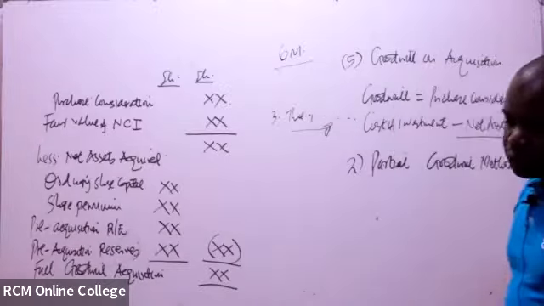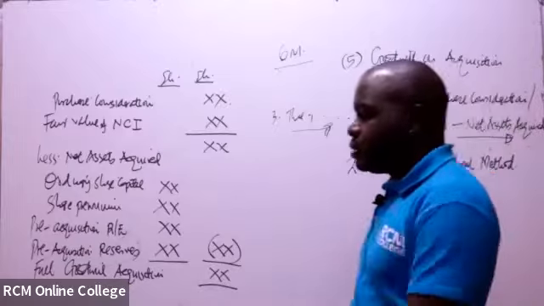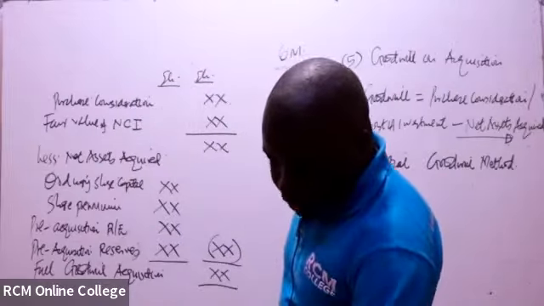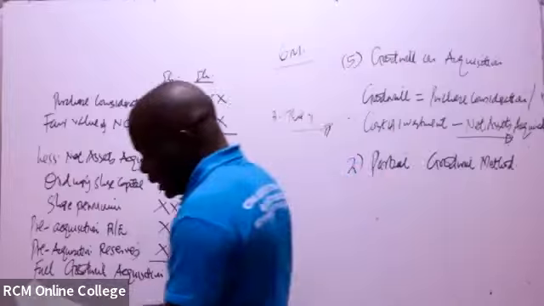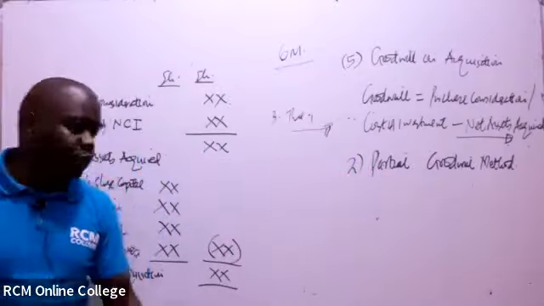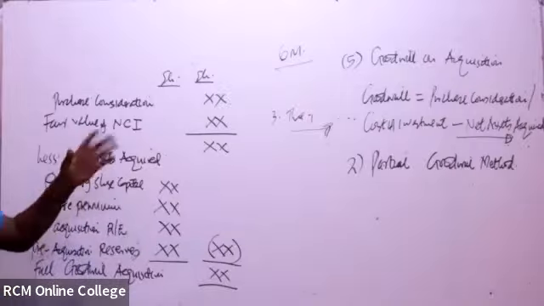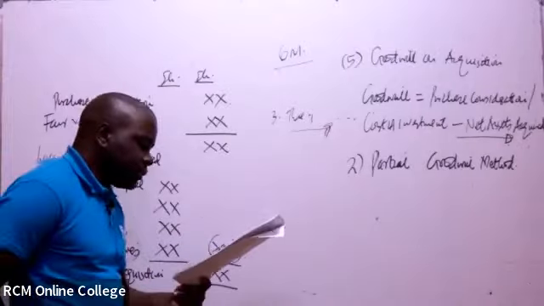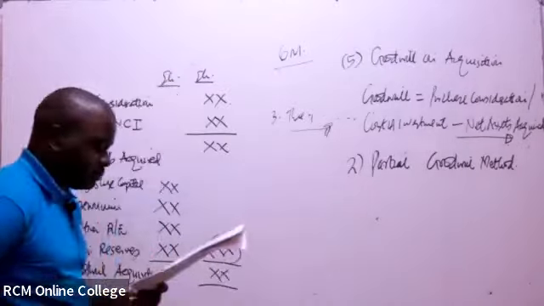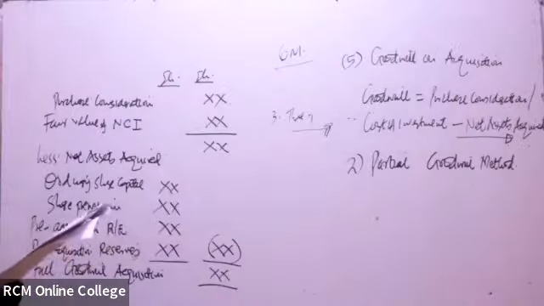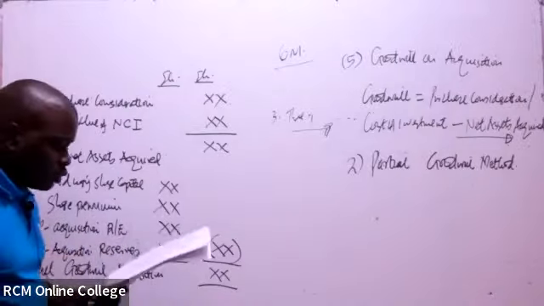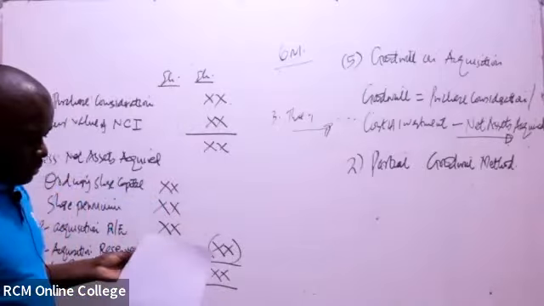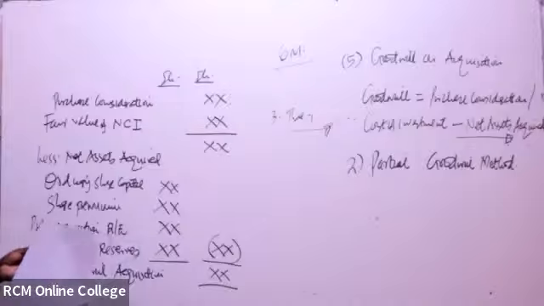So you write this about the partial goodwill method. This is where only the parent goodwill is recognized. This one is now partial. You don't consider that one for the NCI. You say it is where only the parent goodwill is recognized.